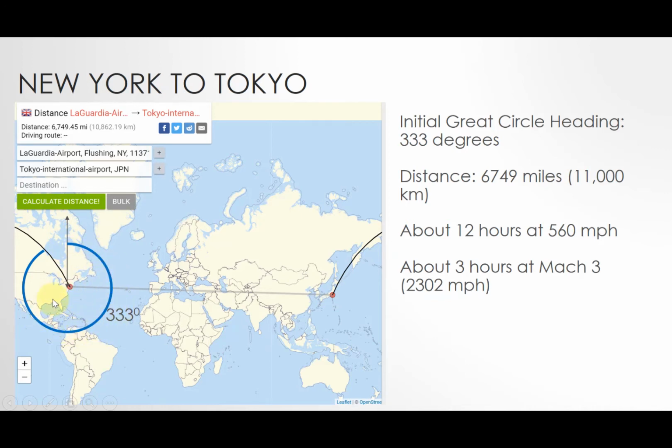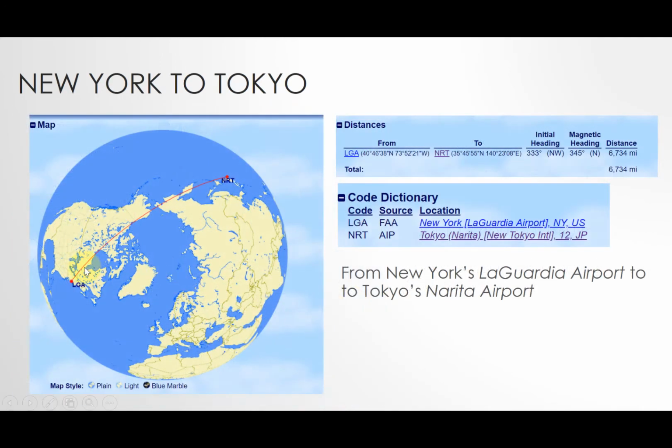333 degrees is the direction that you would set as your initial bearing and follow that straight course off over Canada and Alaska down to Japan that way. That would be the shortest distance. And you can see in this picture here that it does seem shorter to follow that path from LaGuardia Airport in New York to Narita Airport in Japan.